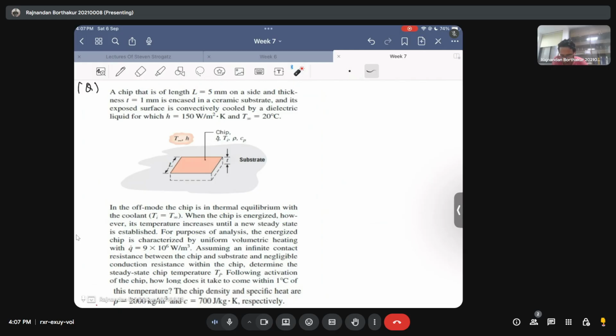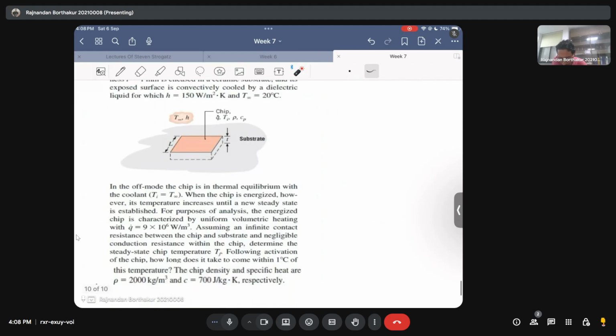So it says that a chip of length L equal to 5 mm on a side and thickness T equal to 1 mm is encased in a ceramic substrate. So basically the sides of this chip are encased in a ceramic substrate, and its exposed surface, which is the surface here, is convectively cooled by a dielectric liquid for which the heat transfer coefficient is given and its ambient temperature is given.